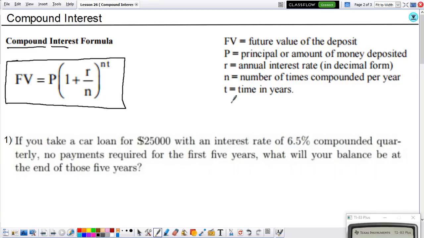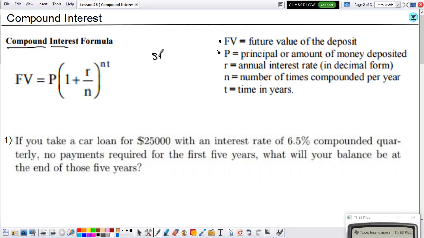Now let's talk about each of those variables here. Each variable has a different meaning. F is the future value of the deposit, the future amount of money that you're going to have at the end of a certain scenario. P is the principal or amount of money that you deposited, or you can think about this as your starting point. This is how much money you start with. Principal, we use for the amount that you start with.